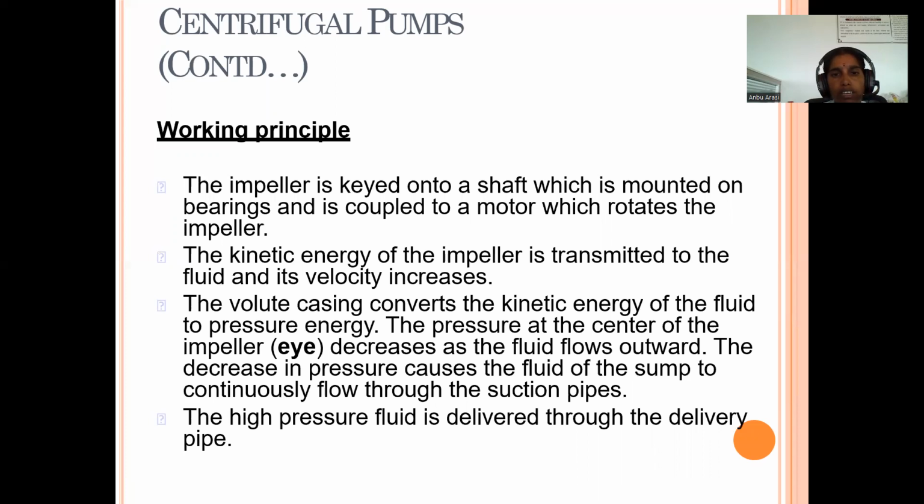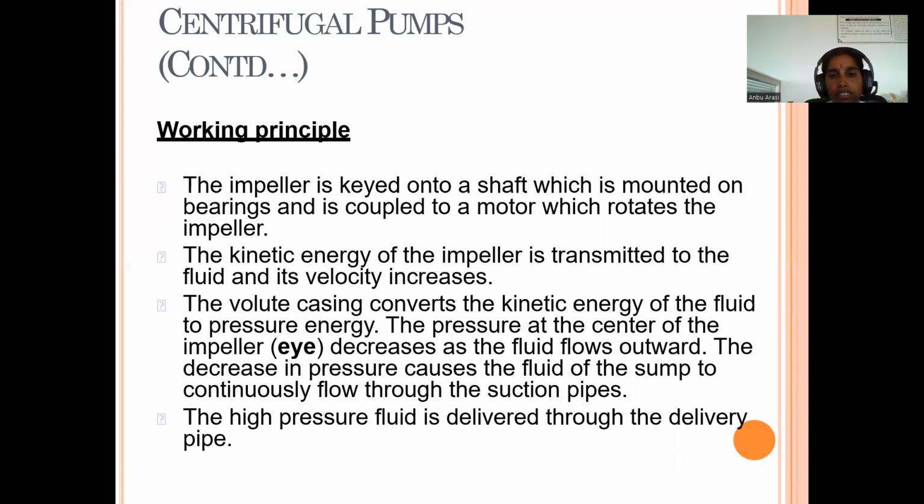Working principle of centrifugal pump. The impeller is geared onto a shaft which is mounted on bearings and is coupled to a motor which rotates the impeller. The kinetic energy of the impeller is transmitted to the fluid and its velocity increases. The volute casing converts the kinetic energy of the fluid to pressure energy.